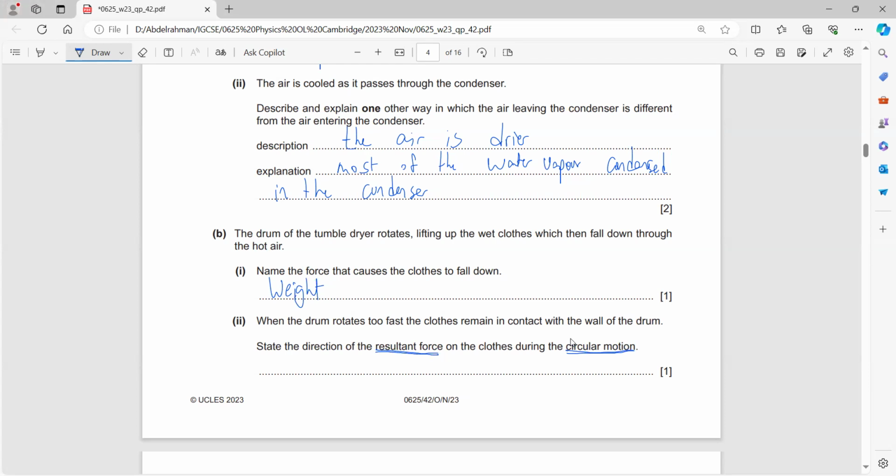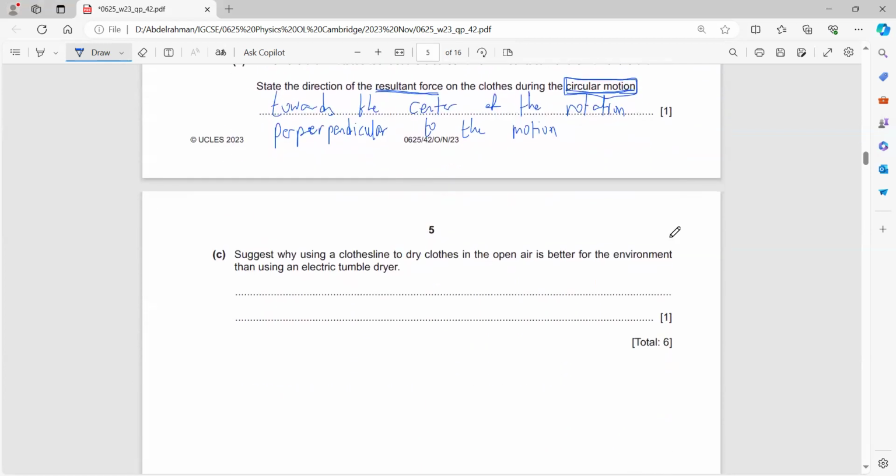Wait, the centripetal? Yes, there is centripetal force. Where is the direction of the centripetal force? Towards the center. Towards the center of the rotation. Or you can say that this is perpendicular to the motion. It is definitely perpendicular to the direction of the motion.